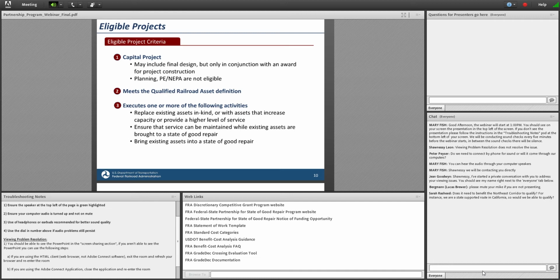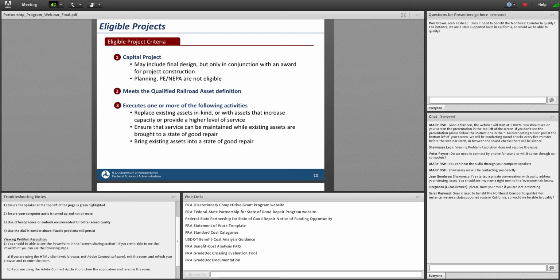Talking about the eligible projects in the partnership program, here's how we would look at their criteria for project eligibility. First, we need capital projects. Now that may include final design, but we will not do awards for final design only. We could award final design in conjunction with an award that also includes project construction. But that does mean that planning, preliminary engineering, and National Environmental Policy Act clearances are not eligible under this NOFO.